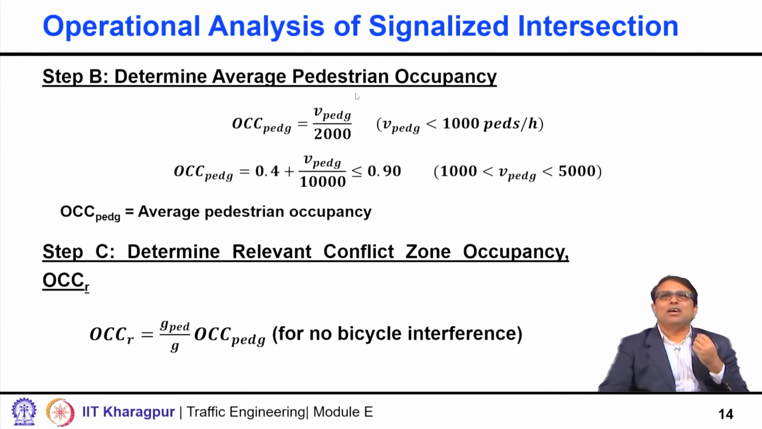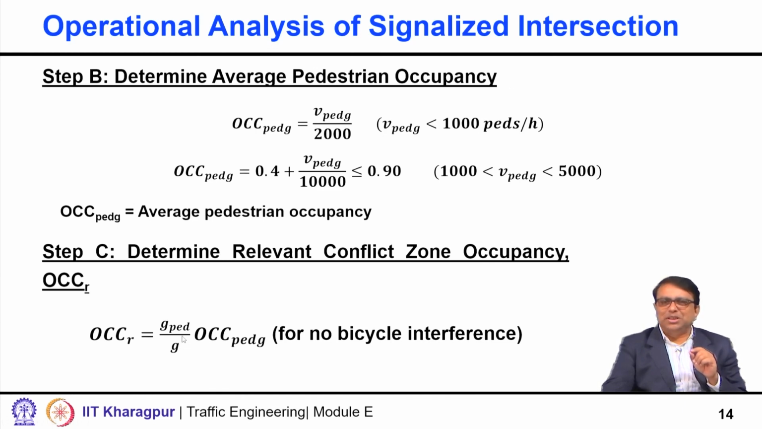Next, it is a stepwise approach again, not so simple. Now, determine the average pedestrian occupancy. We have the pedestrian flow rate during the service time, or the pedestrian green time, and now we want to calculate the occupancy. There are two formulas given, one for pedestrian volumes less than 1000 and another for volumes more than 1000 and less than 5000. So you get the average pedestrian occupancy. Once we have that, we need to calculate the relevant conflict zone occupancy. What is the conflict zone occupancy?